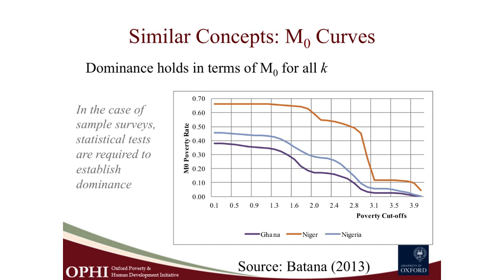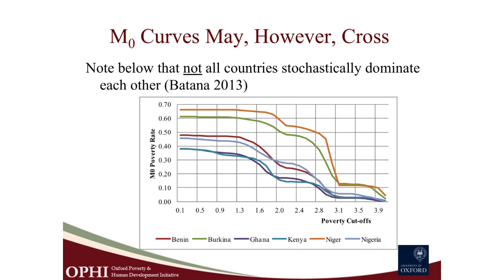Now, there you will also find examples where curves cross. These are M0 curves, second order dominance curves. You can also plot the headcount, the survival functions, and they may cross. What can you say when they are crossing? Does it mean you have nothing to conclude? If the crossing happens in ranges where we don't have to worry about comparisons, it's fine. What you can do is a sort of restricted dominance.